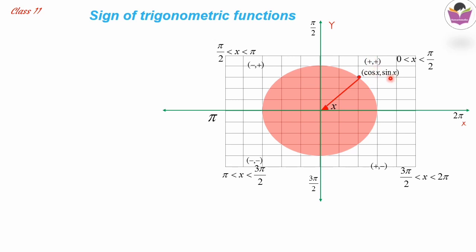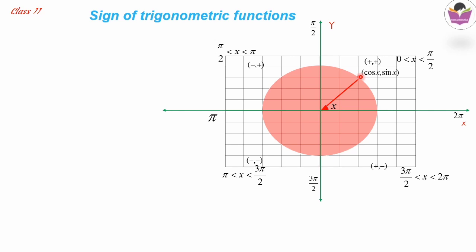Since cos and sin are positive, all the other trigonometric ratios, which are connected with cos and sin, are positive. Tan, if you take, it is sin x by cos x. Cosec, if you take, it is the reciprocal of sin x. Sec x is the reciprocal of cos x. Cot x is the reciprocal of tan x. Because of that, all the trigonometric functions are positive here, since sin x and cos x are positive.